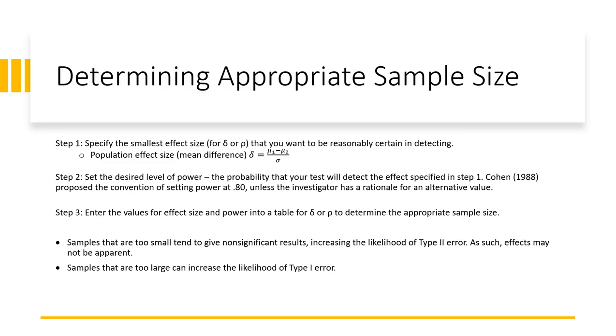So remember, when your samples are too small, you end up getting non-significant results, which will increase your likelihood of a type 2 error. So those effects might not be as obvious. But remember also, if you have too large of a sample size, everything becomes significant. And that also increases your risk of type 1 error.